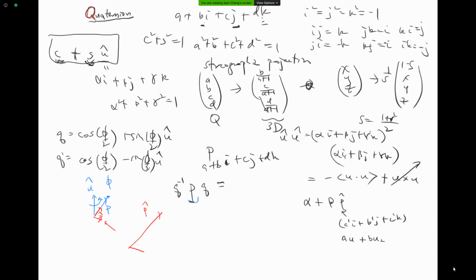I have this is u hat here, something like p hat is equal to au, or maybe I skip the hat here, au plus bu perpendicular, so along this direction. So therefore I will basically rewrite this as au plus bu perpendicular. This is my p now.